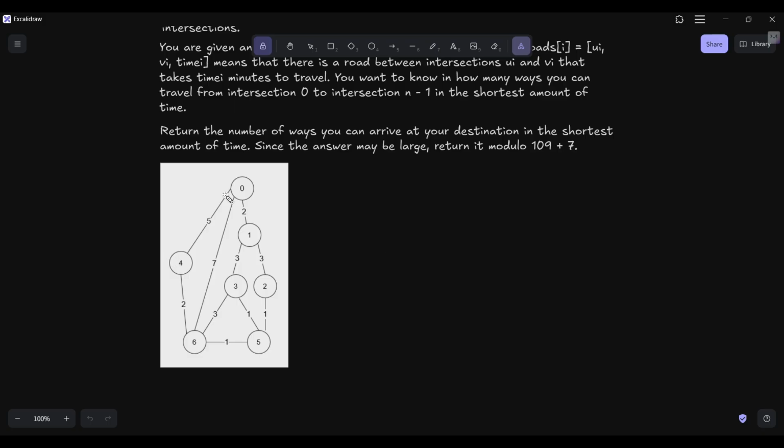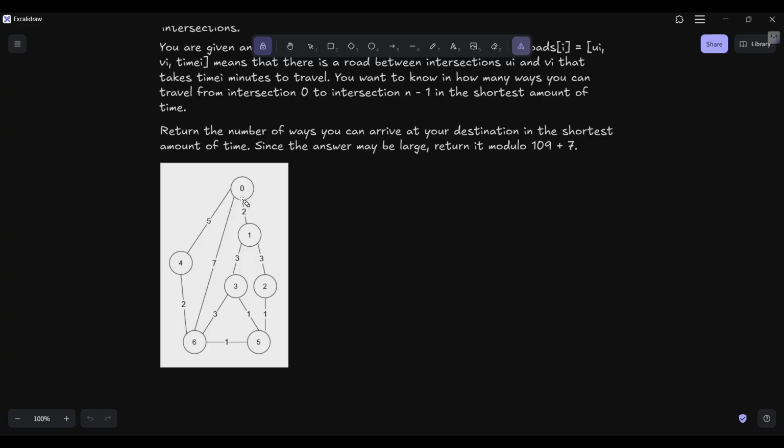So we have to go from 0 to 6. First we calculate from 0 to 4, which is 5, and then 4 to 6 is 2. So 5 plus 2 is 7. So the first path is 7. Can we find a shorter one? Let's see. The second path is directly 0 to 6, that is simply 7, the same as the previous one.